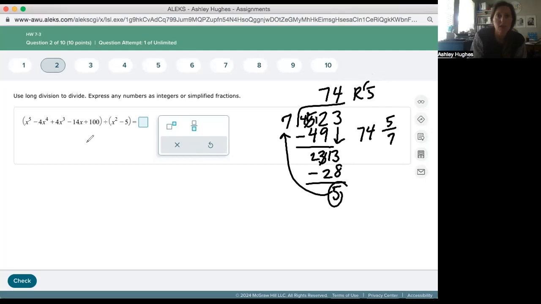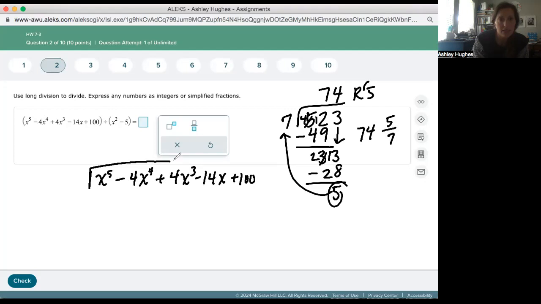In a very similar way, we're going to divide this polynomial. We're going to put the large one inside the house, plus 4x cubed minus 14x plus 100, and we're going to divide that by x squared minus 5. Okay, so what you're going to do is ask yourself, x squared times what is x to the 5th? That would be x cubed, because we would add these exponents here to get x to the 5th.